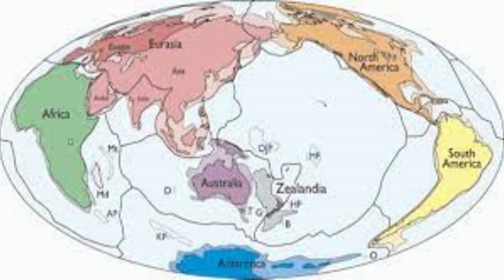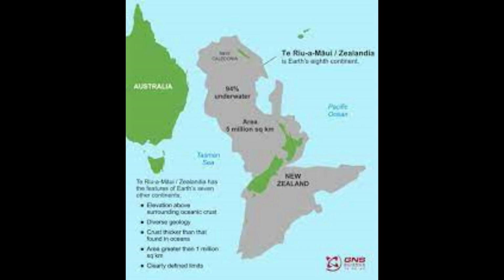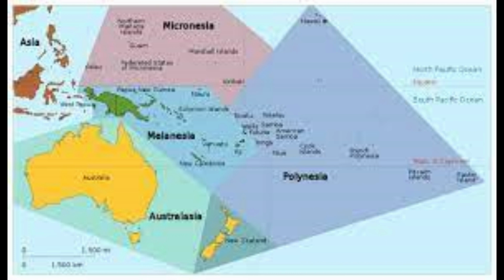Ongoing debates on Zealandia. Zealandia, a submerged continental mass in the southwestern Pacific Ocean, has been a subject of ongoing debate. Some geologists argue that it qualifies as the world's 8th continent due to its distinct geology, while others classify it as a microcontinent. Australia and Oceania.